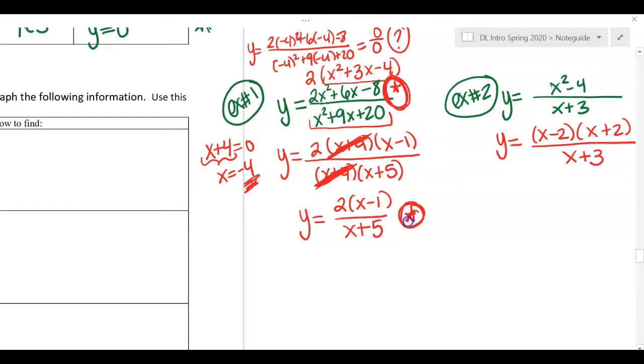Now you said this new equation down here is the same thing because we just canceled out a common factor, but watch what happens when I plug -4 into this expression.